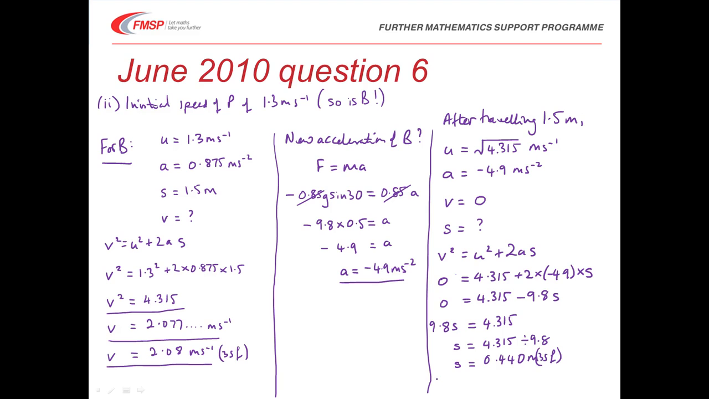and therefore my total distance before coming to rest is this plus the 1.5 meters already travelled. 1.5 plus 0.440, and that gives me a total of 1.94 meters to 3 significant figures. And that concludes the first question.